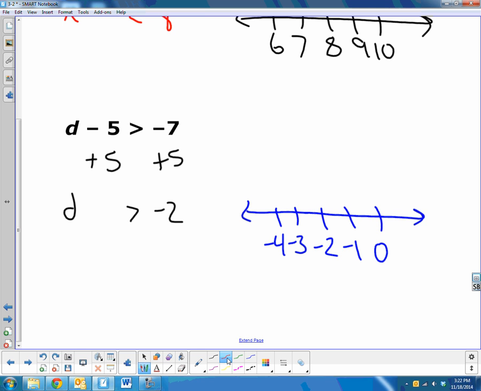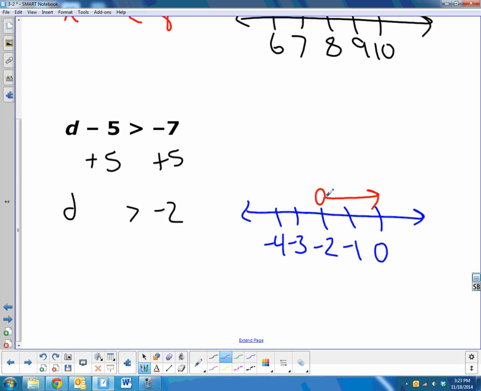Now you've got a 50-50 shot here. It's either going to go this way or the other way. So let's see. It says d is greater than negative 2. I know that 0 is greater than negative 2. So my arrow is going in the correct direction. And it is not d is greater than or equal to negative 2. It's just that d is greater than negative 2. So we have an open circle.